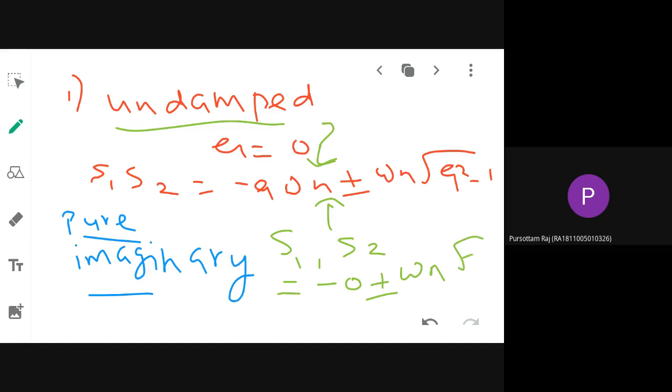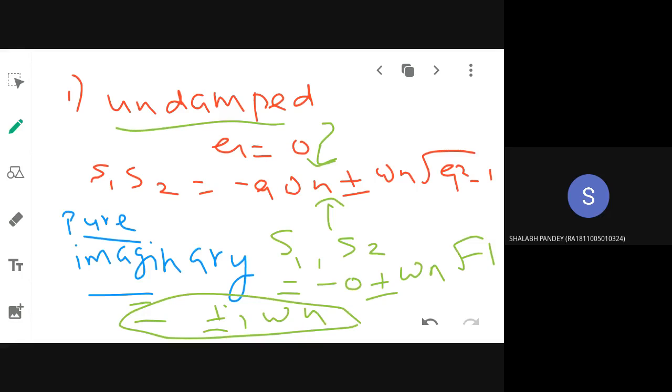Here square root of minus 1 will be left out. So how can you represent square root of minus 1? Iota, i or j. So the roots will be plus or minus j omega n. What is the nature of the roots that you are having? Imaginary. So purely imaginary roots.